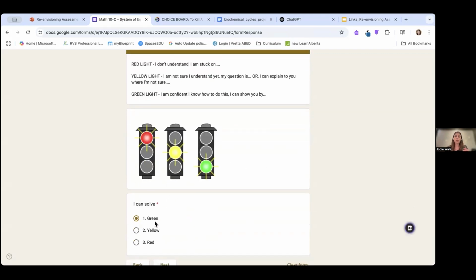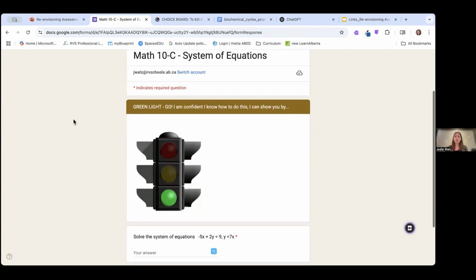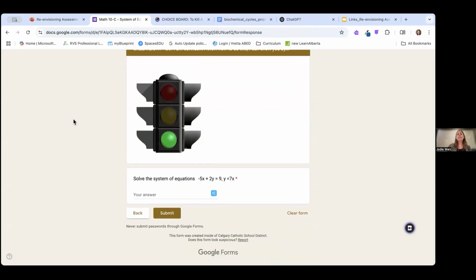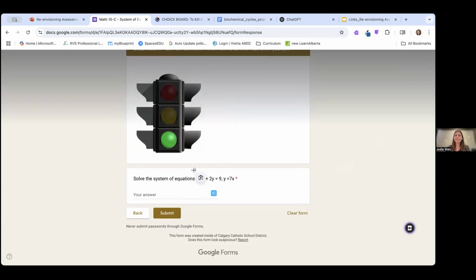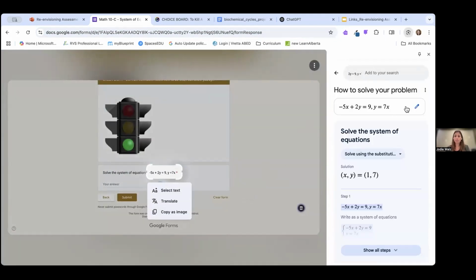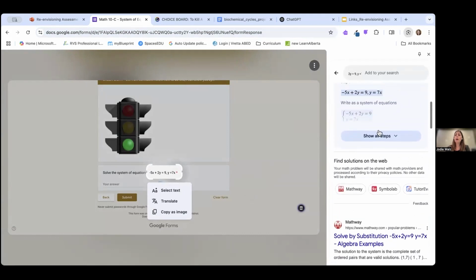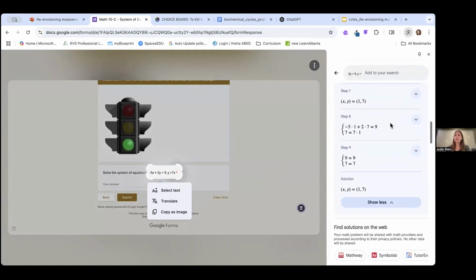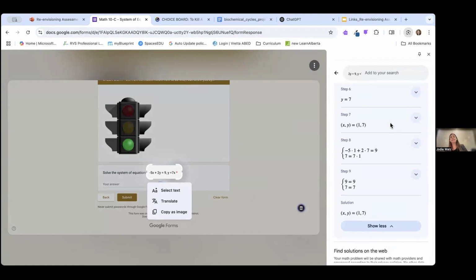So I'm just going to go through this because I want to get right to what I'm doing. My check-in is that my students say, you know what, I am good to go. I have a green light on systems of equations. And you know what, I understand this. Now, within our Google Chrome, we have Google Lens. And all I have to do is highlight this, and it goes through the steps I have to take for math. Now, yes, this is a check-in and I want to see what my student knows.